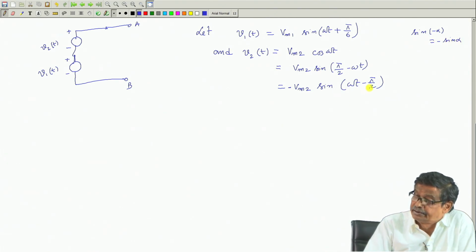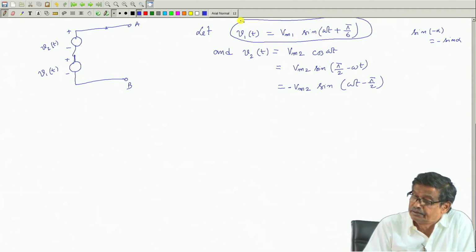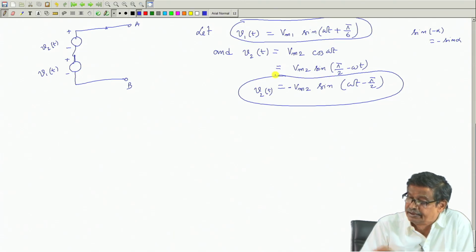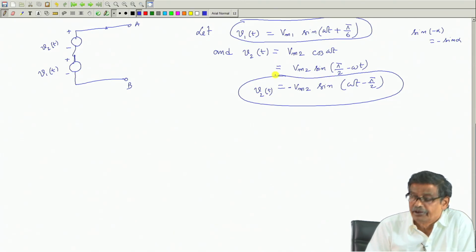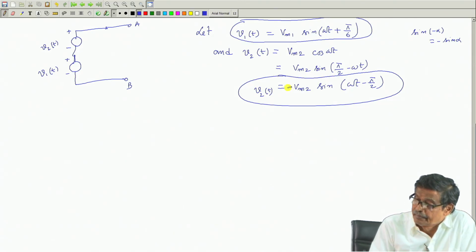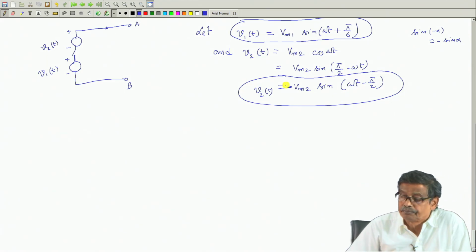So, I will first transform this one. This is V1, I have not disturbed that, and V2(t) I found was given in cosine. So, I brought it to the sine level and I will write it like this. Got the point? Vm2, so this is V2(t).